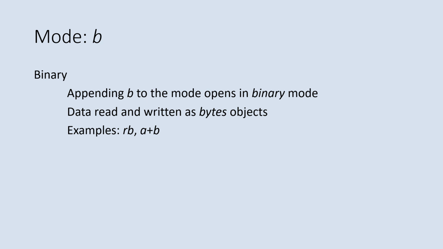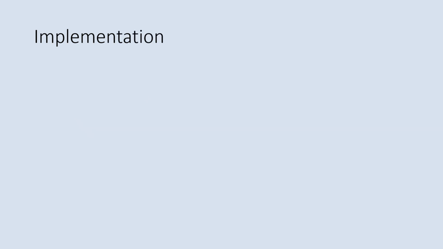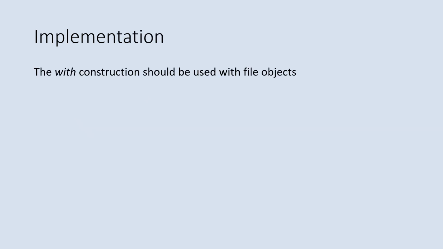Binary files take a little more care, a little more work to fully understand how they work and what kind of data you're able to put into place. So to implement the open function, the strong recommendation from the Python community is to use the with construction. What this does is ensure that a file is closed properly.